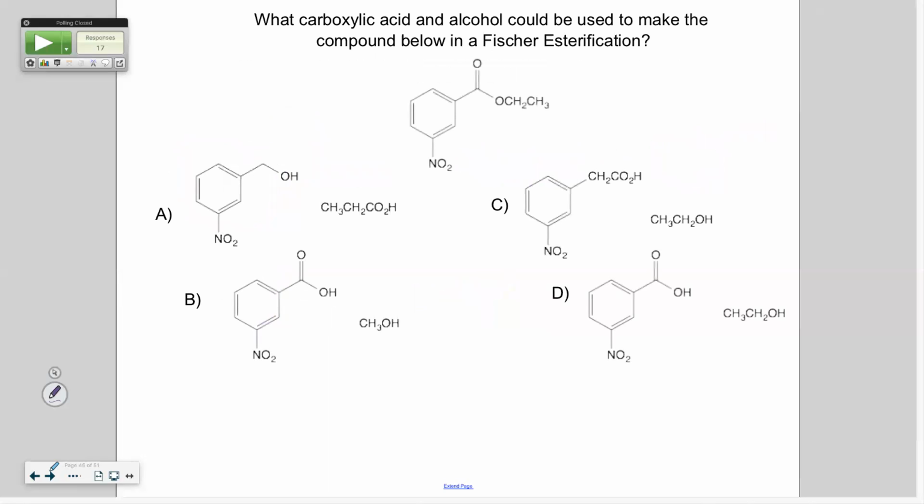Okay, so how about this one? What alcohol and what carboxylic acid would be used to make the compound below in a Fischer esterification? Can you see the pictures or should I outline them? Are they okay? Andrea says they're okay and she's in there. Are they okay? You can read them? Okay.